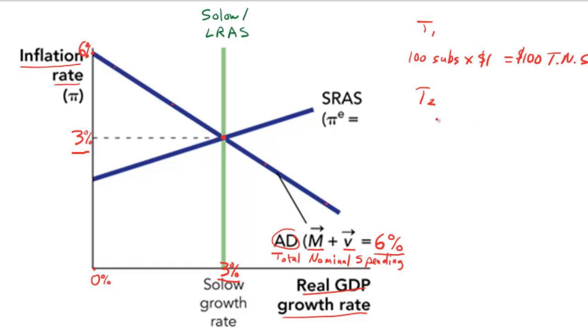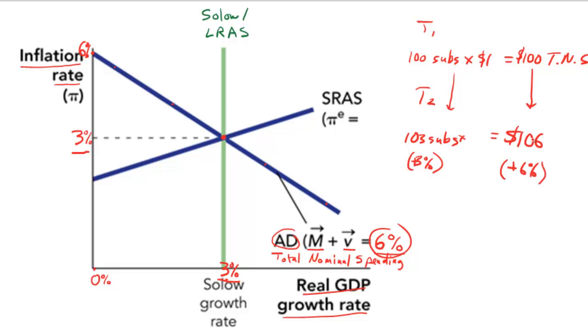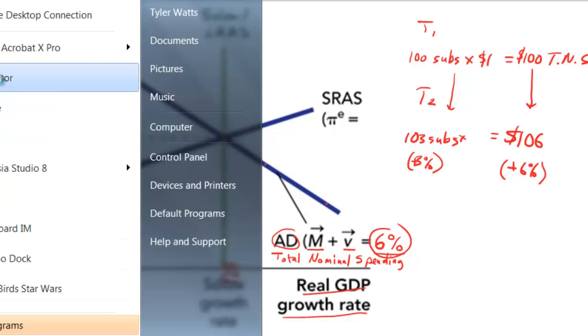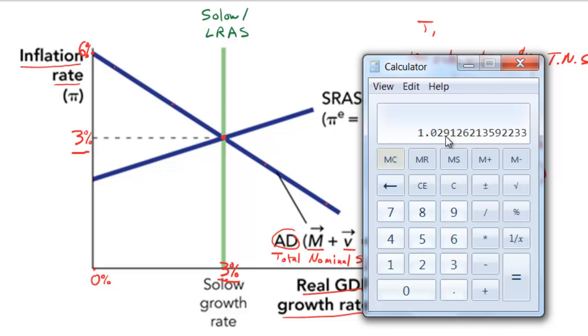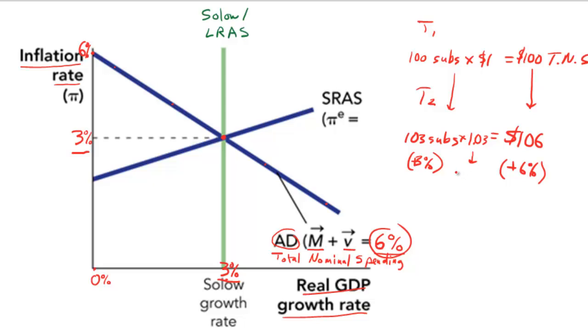And then in time 2, I've got 3% real growth, so 100 subs becomes 103. That's 3% higher. Total spending is up by 6%. We're going to be spending $106. That's plus 6%. How much does each sub cost? Well, it's simply 106 divided by 103. And if you don't remember from class, let me just refresh your memory on this math. About 1.029, that's about 1.03. That's approximately also a 3% growth rate.